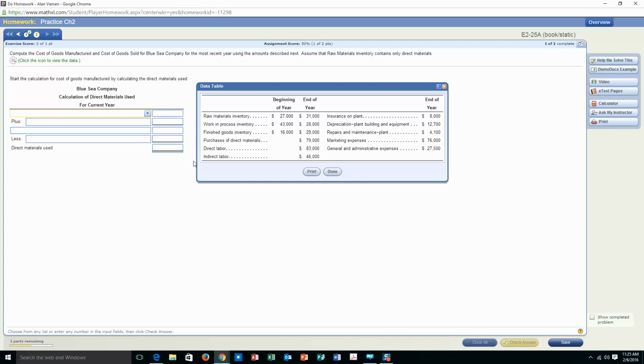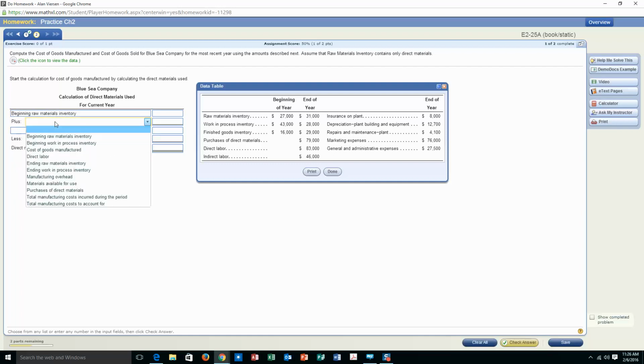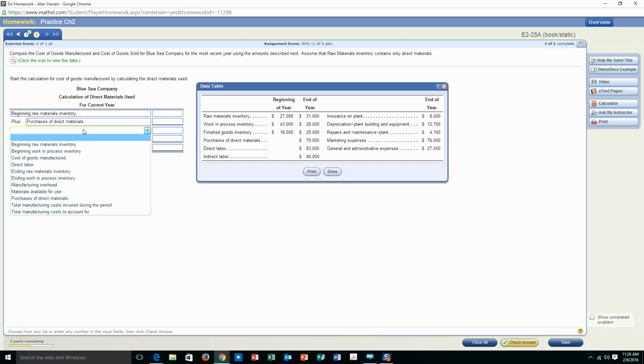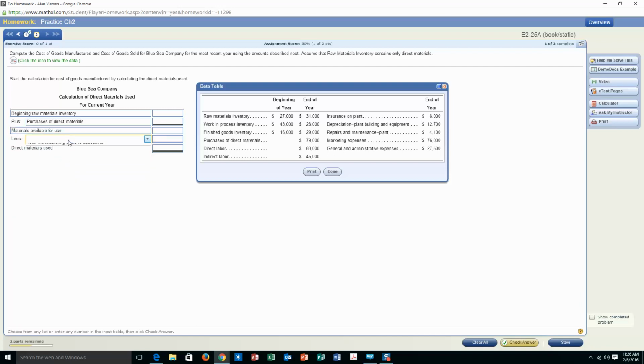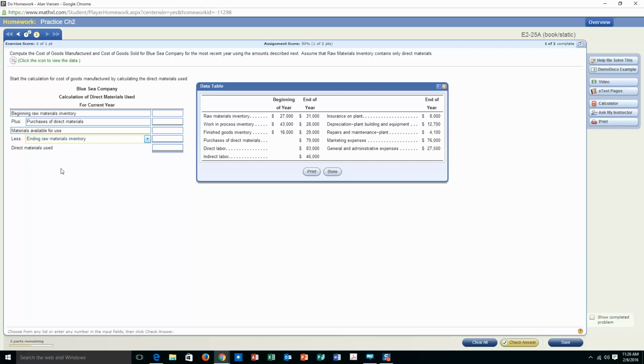So as a beginning step, we need to first calculate how much direct materials were used during this period of time. And in doing so, we'll also adjust for the raw material inventory. So we'll start with the beginning raw material inventory. We'll add the purchases of direct material we had. This will give us a total of all of the materials that were available for use. We'll subtract the ending raw material inventory, and our final answer for direct material used then will be a combination of these numbers.